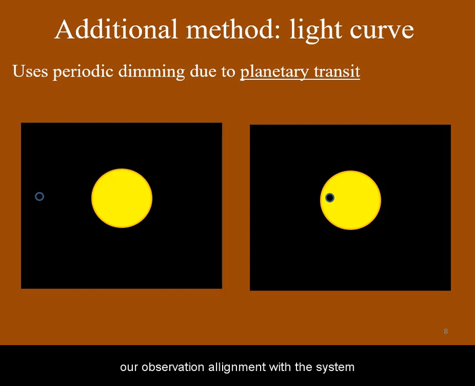If our observational alignment with the system is perfectly edge-on, then sometimes the planet will move in between the star and us. This is known as a planetary transit. When this happens, the planet is going to block out some of the light from the star, and what we observe is a temporary dimming of its light.